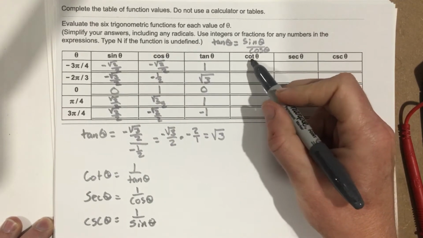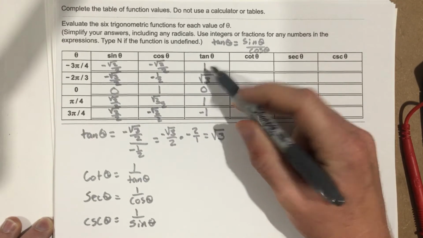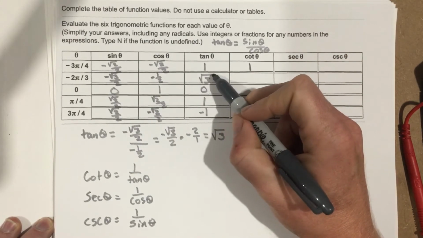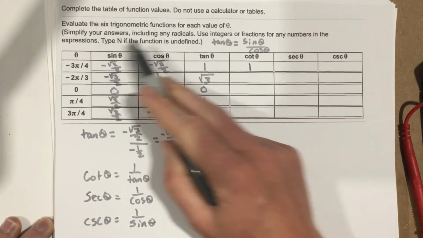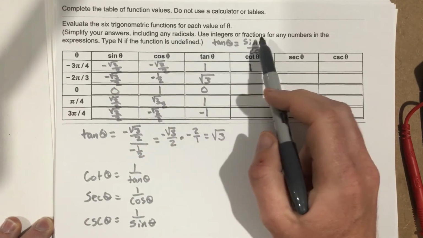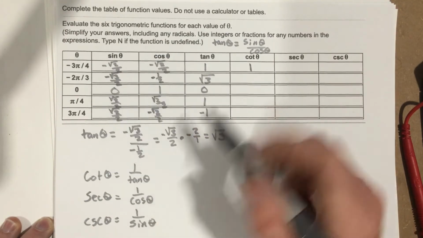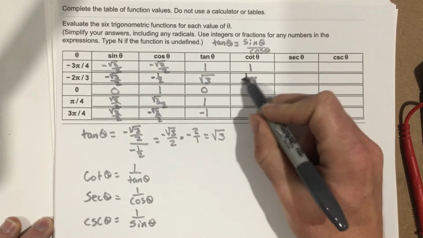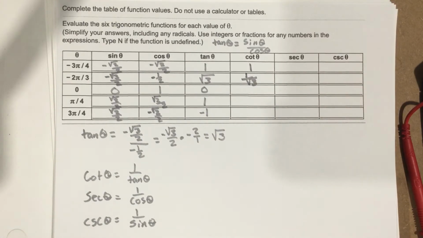Let's start with the tangent one, cotangent. If I take the reciprocal of tangent, I get 1. If I take the reciprocal of root 3, I get 1 over root 3. I want to make sure that it says simplify your answers including any radicals. Use integers or fractions for any numbers in the expression. Type in if the function is undefined. So I think that they're going to be okay with us writing 1 over root 3. Now, if they don't like this when you go through and do your problems, that means you need to rationalize the denominator. I don't think we need to.